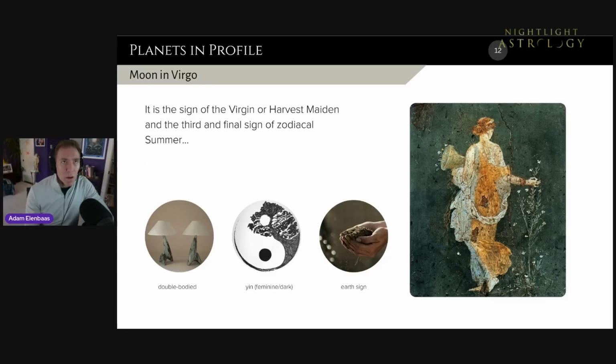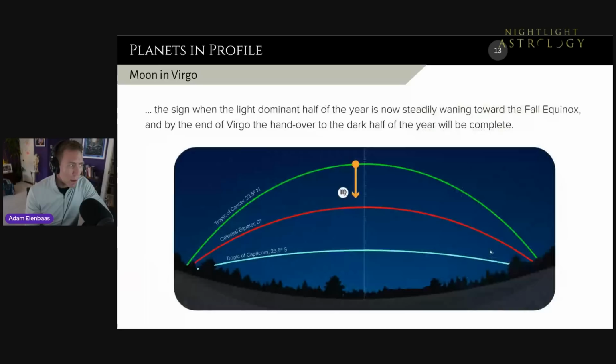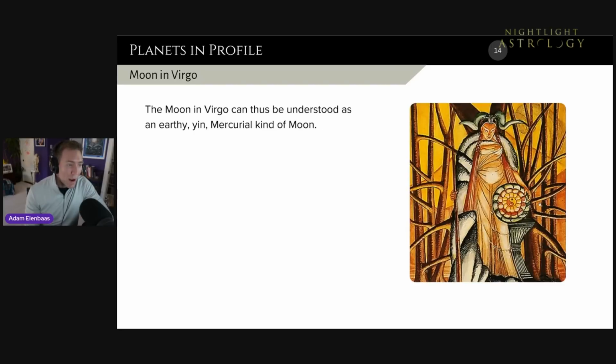The borders between youthfulness and adulthood, or purity and innocence versus lack or loss of innocence, or just the gathering of experience that initiates us from a sort of naive, relatively blank slate into a much more complicated world. These are all things that happen at the threshold of the sign of Virgo into the underworld, which begins in Libra. So on this part of the zodiac, the light dominant half of the year is now steadily waning. And by the end of Virgo, the handover to the dark half begins.